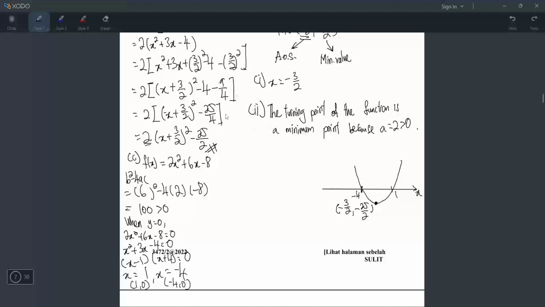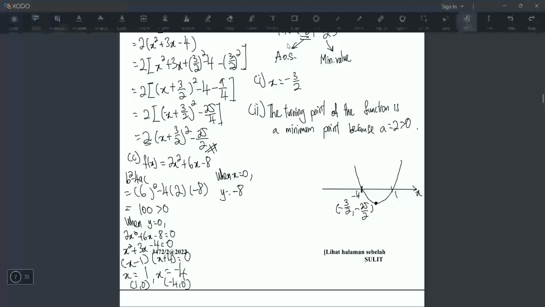And now for my y-intercept, right? After I find my x-intercept, I also need to find my y-intercept. So when x equals 0, what will be my y? Okay, y and f(x) are the same meaning. So if I substitute x as 0, my y will be -8, right?